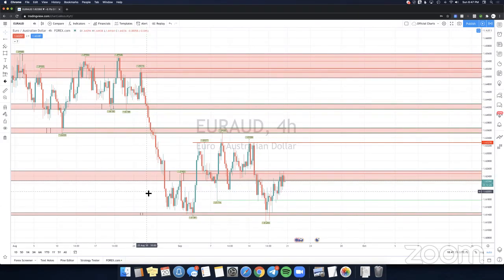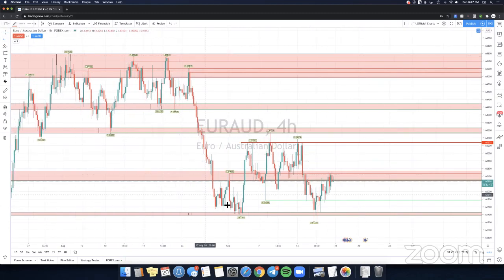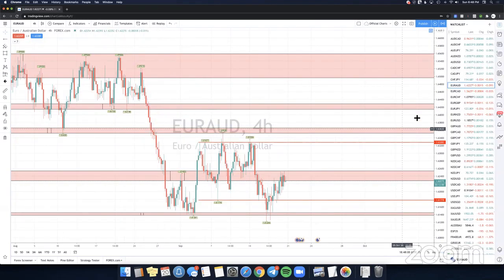Let's see. All right, so let me draw this right there. And Euro odd moves kind of crazy. That's why you see these huge movements. So it's kind of hard to really get a good picture of it. But I mean, it still works.